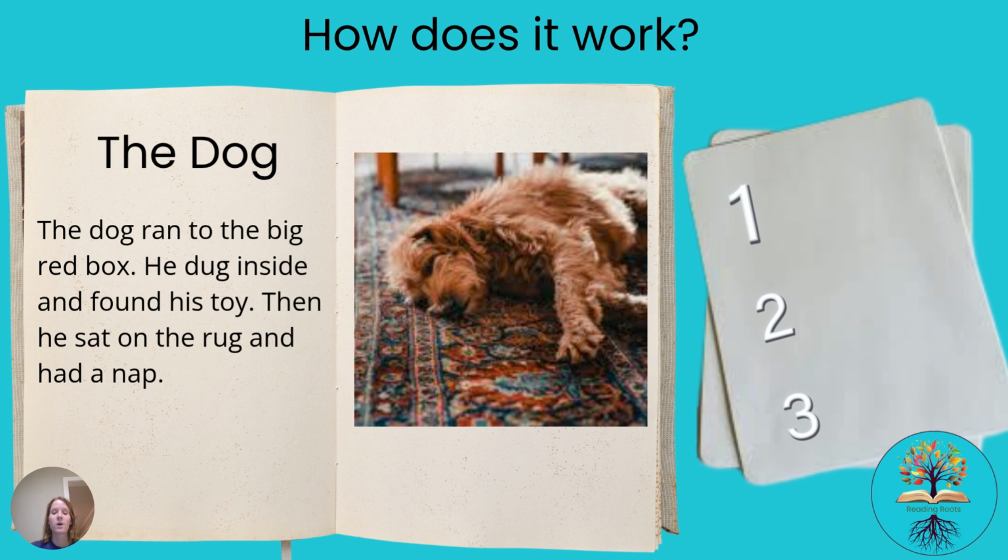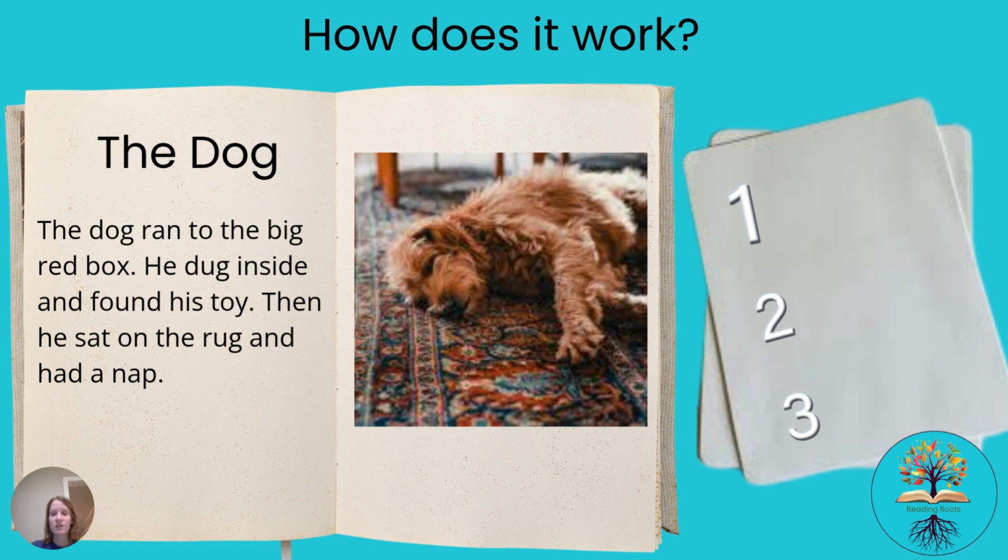Let me show you how it works. We have the passage, The Dog. First, you want to highlight any phonics skills or vocabulary you may be working on in a mini lesson. Then read the story aloud. The dog. The dog ran to the big red box. He dug inside and found his toy. Then he sat on the rug and had a nap.